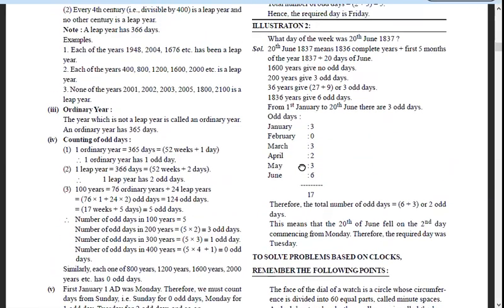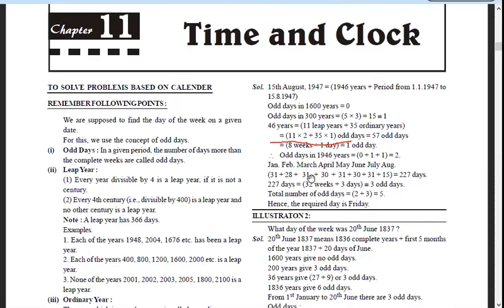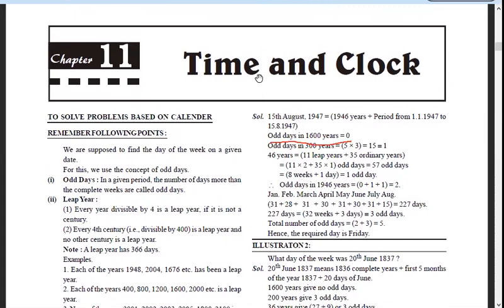Now, we know that in 400 years, zero. So 1600 years, zero, right? Oh, sorry, this is a different question. 1600 years, zero. Next 300 years, right? We know that 100 years has five odd days. So 300 years, 15 odd days, which divided by 7 is one odd day. So this is your one odd day.